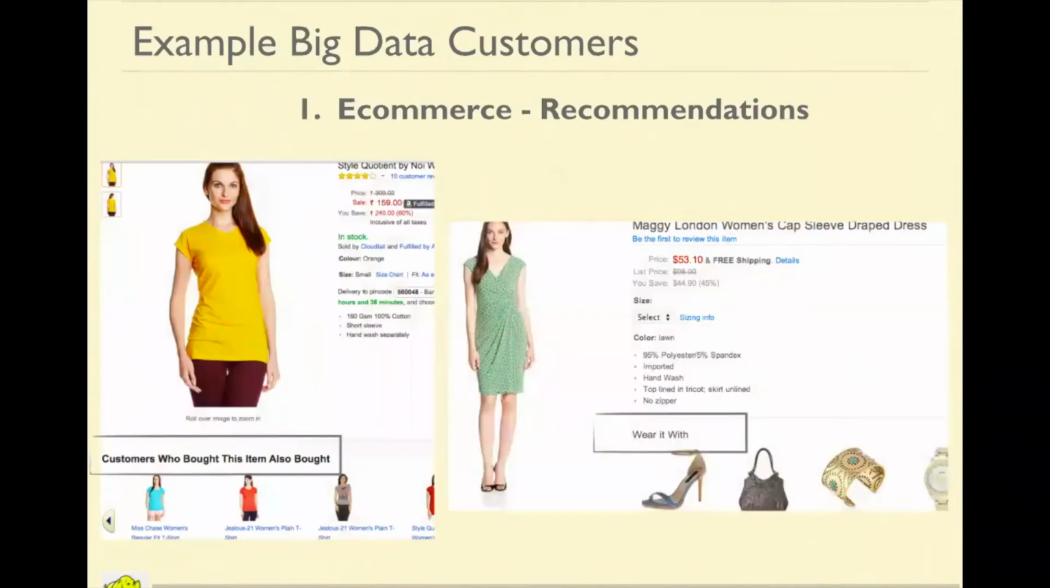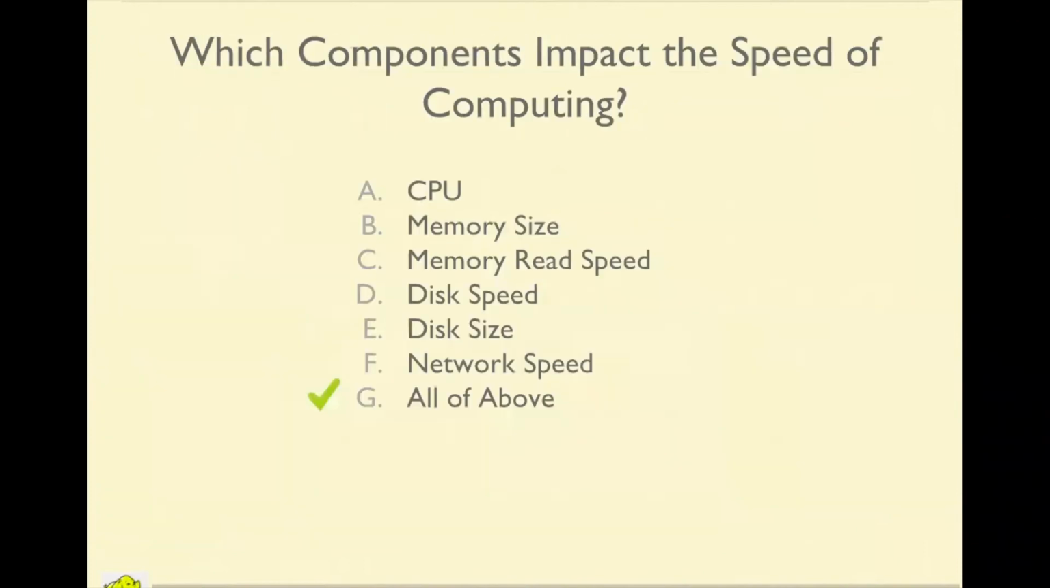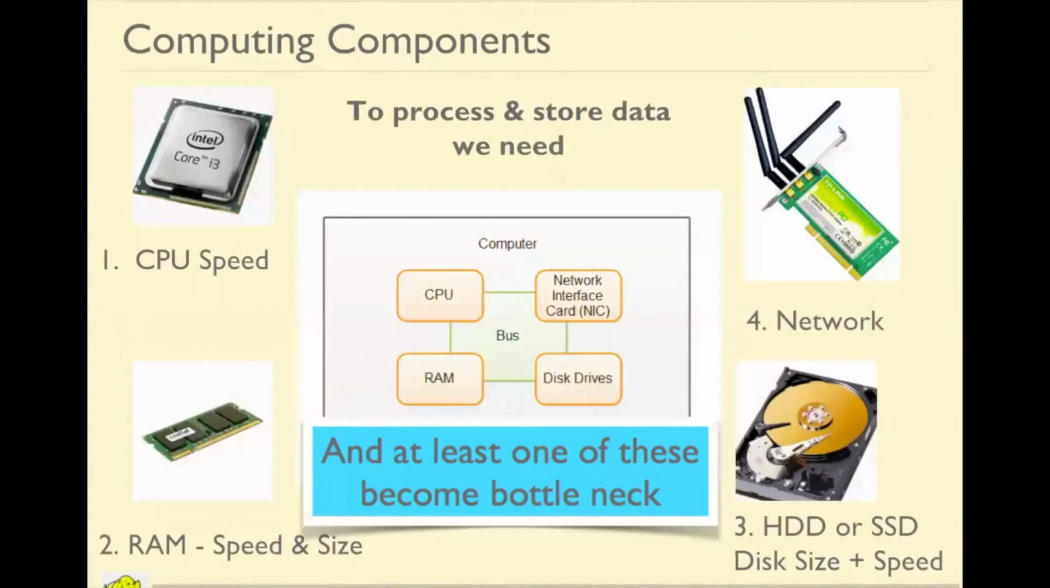Okay. Now, we talked about basic definitions such as structured and unstructured data. We talked about distributed computing. We talked about what is big data. We also talked about the reasons like the hardware and the connectivity, as well as the various components involved in computing.